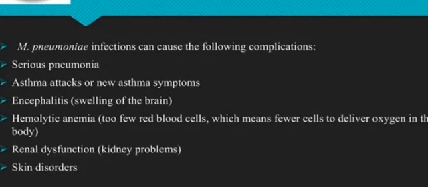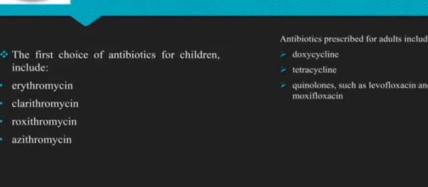Complications like pneumonia infections can cause the following complications: serious pneumonia, asthma attacks or new asthma symptoms, encephalitis, that is a swelling of the brain, hemolytic anemia, that is too few red blood cells, which means fewer cells to deliver oxygen in the body, renal dysfunction, that is a kidney problem, and skin disorders.